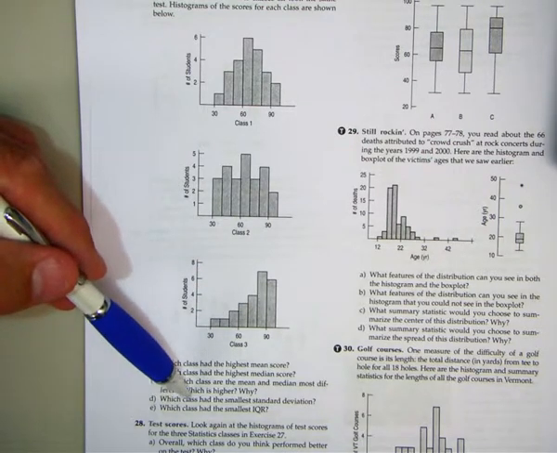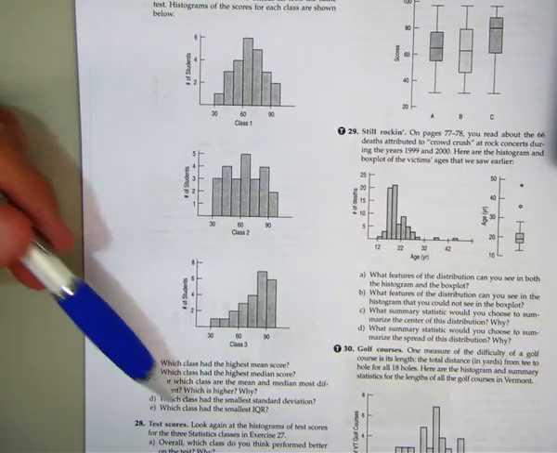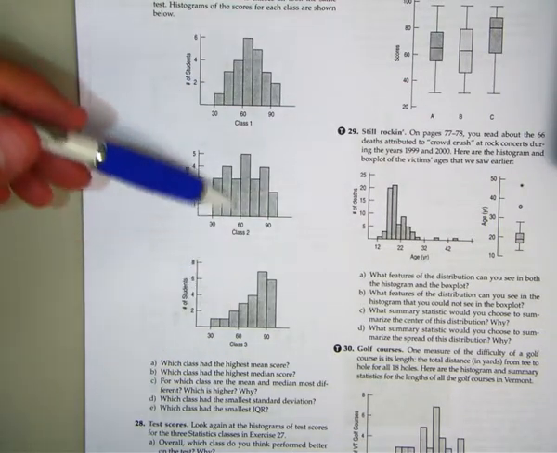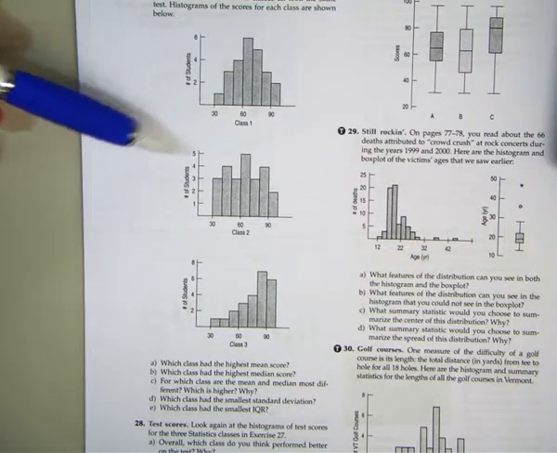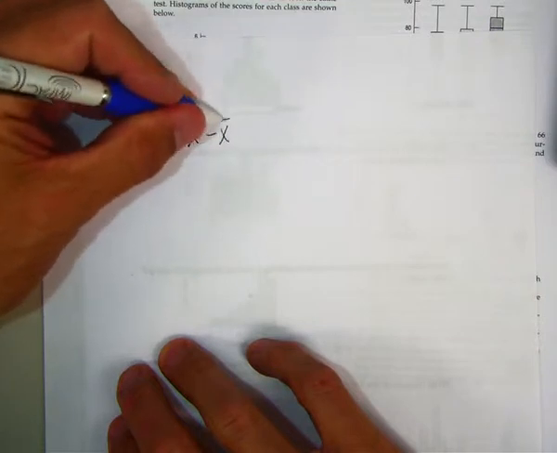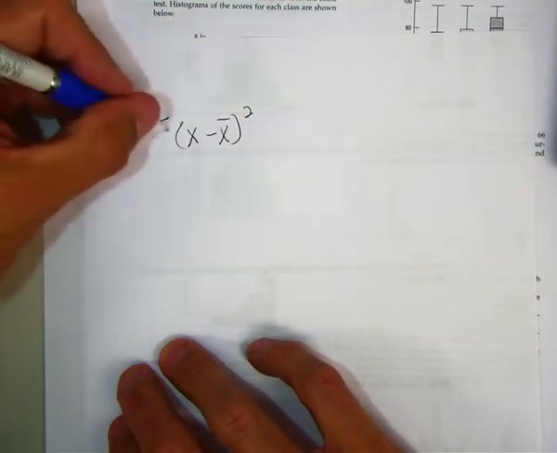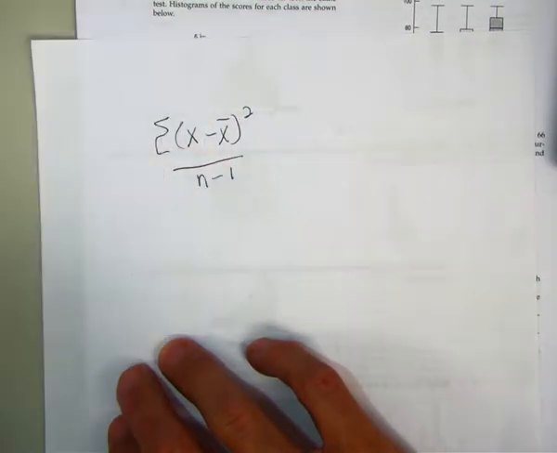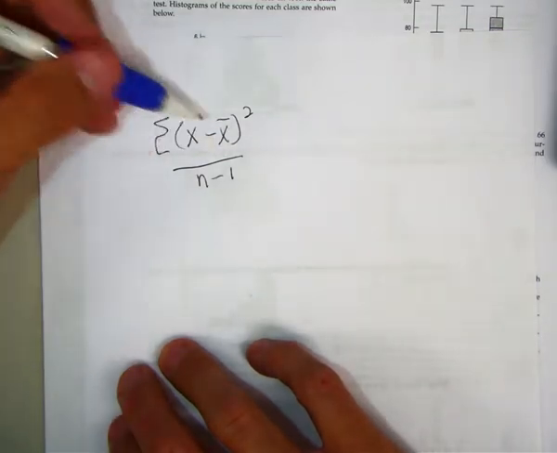Question D, which class had the smallest standard deviation? Well, if we look at the distributions, we look at variation. Remember that standard deviation is calculated by taking each value and subtracting it from the mean and then squaring it and then summing those values and dividing by n minus 1. So we're looking for deviation from the mean.